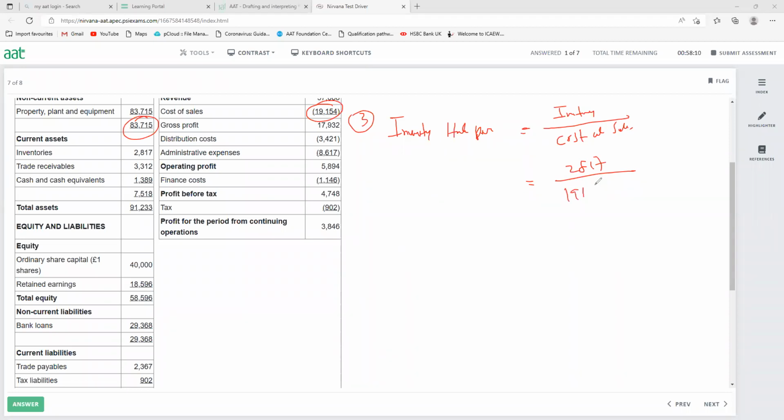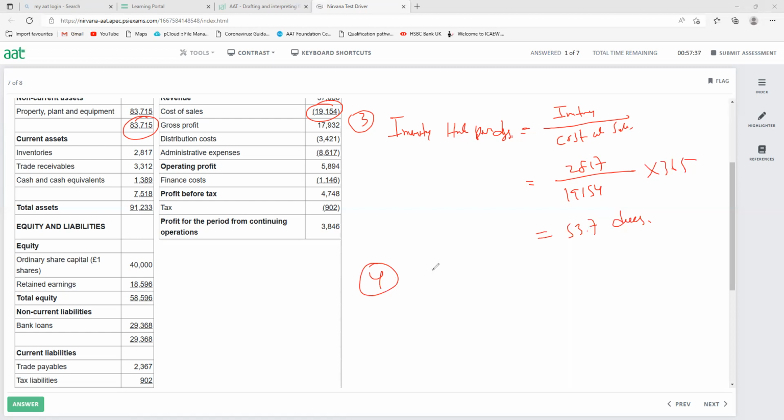19,154. And as it is said days, remember that if any question asks you days, you have to multiply by 365. So that will give us 2817 divide 19154 times 365, that gives you 53.7 days. Normally, we hold the inventory 53.7 days before the inventory is sold to the customer.